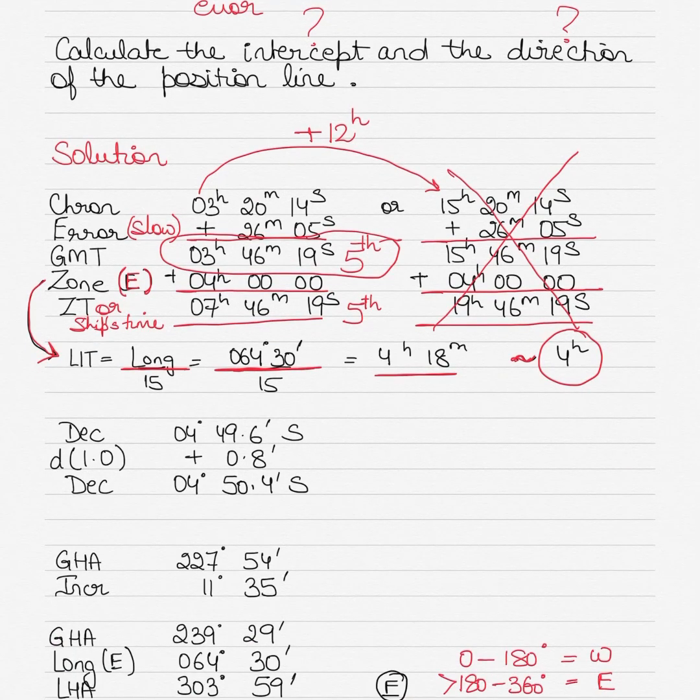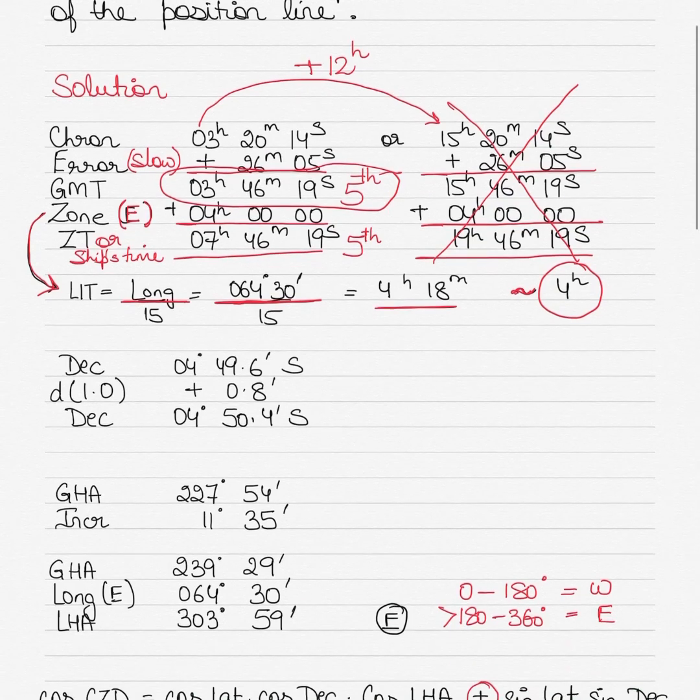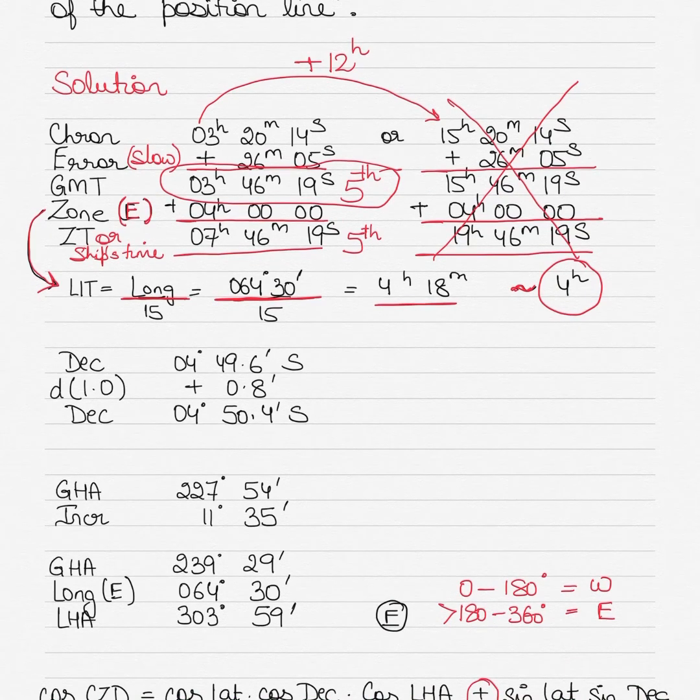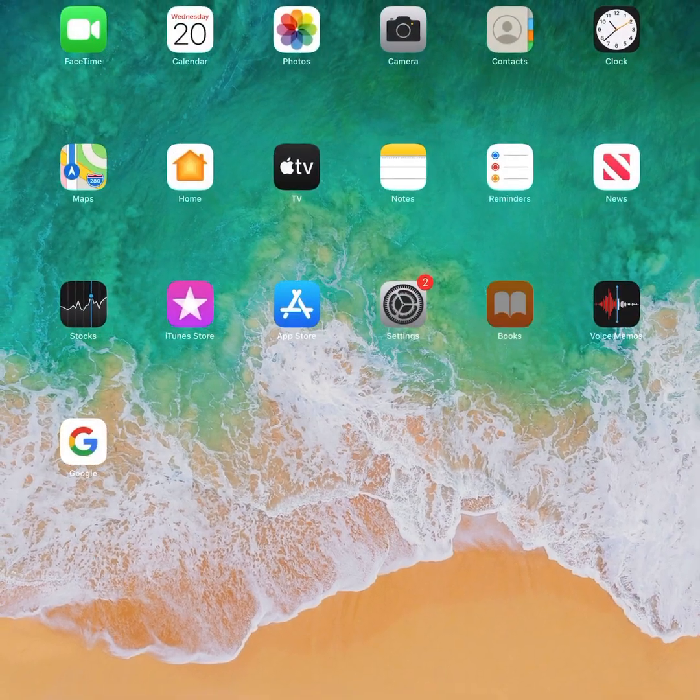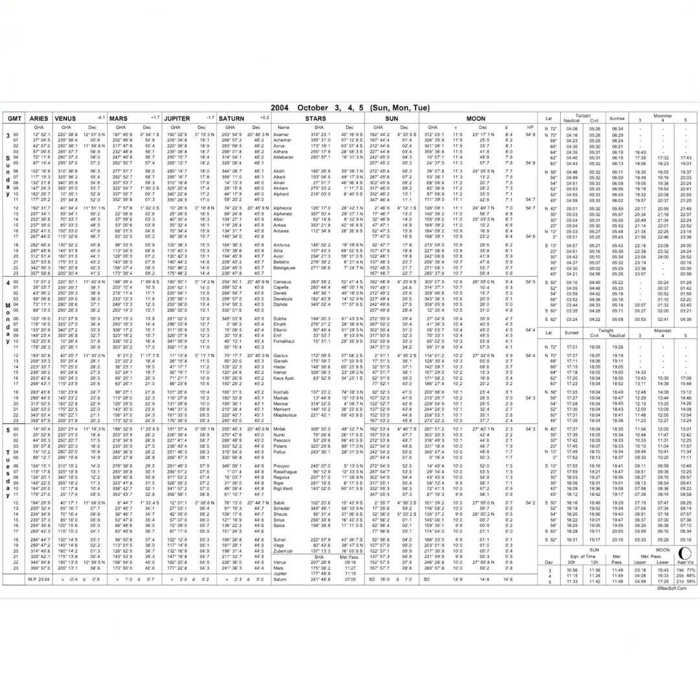So using that time, you can obtain the declination of the sun, you can obtain the GHA, and I'll show you how to do that. Let's get started. We'll have to go into the nautical almanac for 5th of October 3:46:19. So I go into the nautical almanac and I have the 5th of October here.